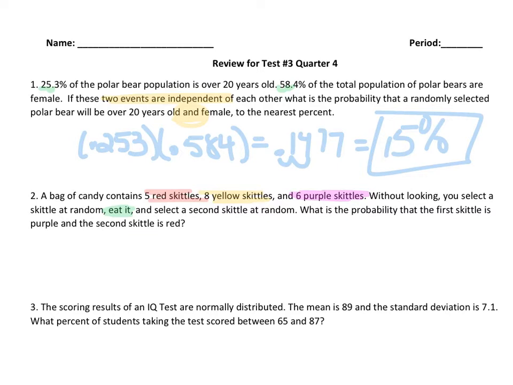Well, if I choose a purple Skittle, that's 6 out of how many in total? 5 plus 8 plus 6 gets you 19. You want and a second Skittle, so you're going to multiply because we see the word and. The second Skittle is going to be red. How many reds are there? 5. But remember, you ate one of the Skittles, so there's not 19 in the bag anymore. There are 18 in the bag. That'll multiply to 30 over 342.